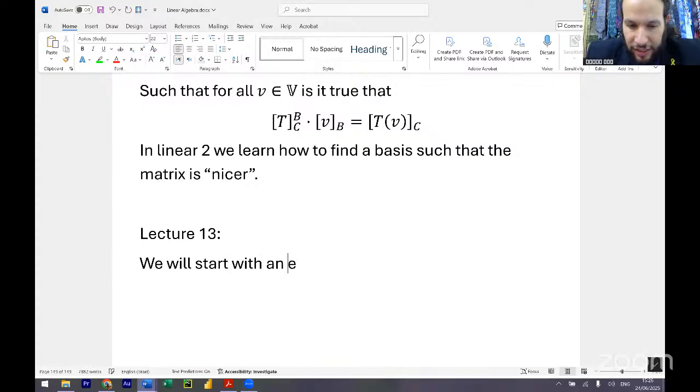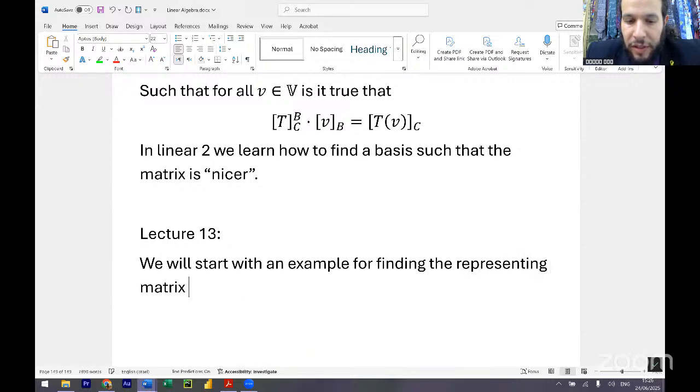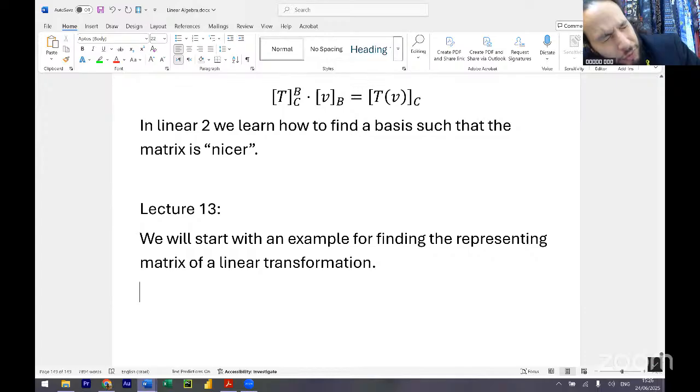with an example for finding the representing matrix of a linear transformation. And in order for you to be able to do homework, I'll give you the assumptions now, and you can try to calculate it by yourself, and I will do it together also next time.